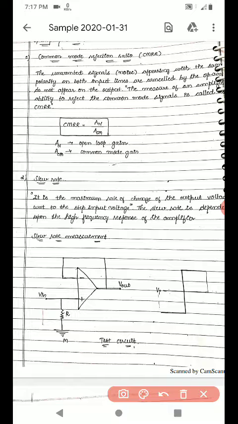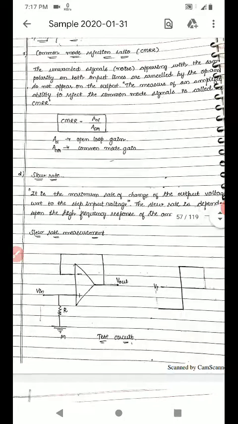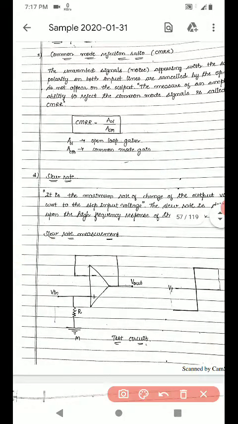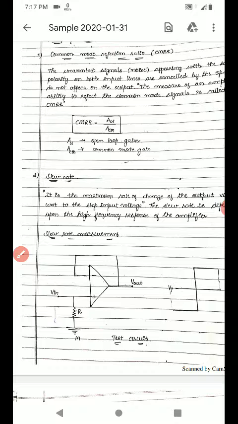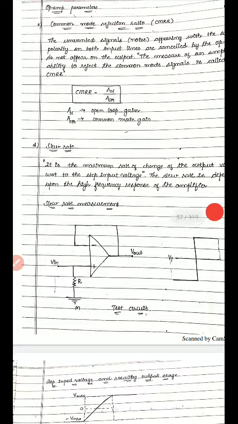This is the measure of an amplifier's ability to reject common mode signals. If both the inputs have the same input, at that time it should reject the input. That is what the CMRR, the common mode rejection ratio, is. Here CMRR is equal to AOL divided by ACM. Here AOL is nothing but the open loop gain, and ACM is the common mode gain. This is about the parameters of the operational amplifier.